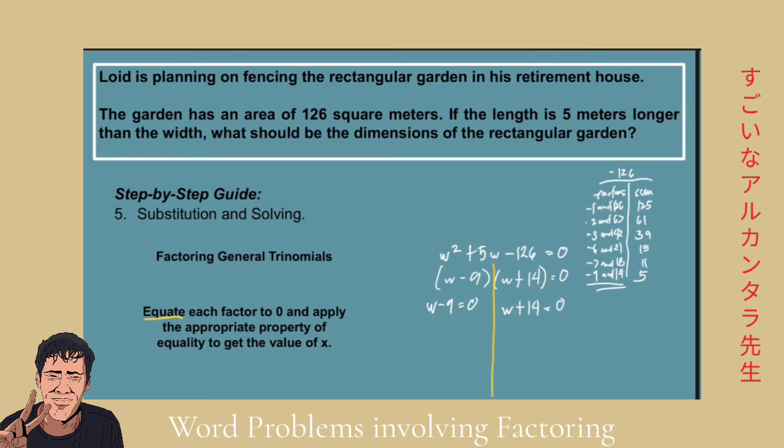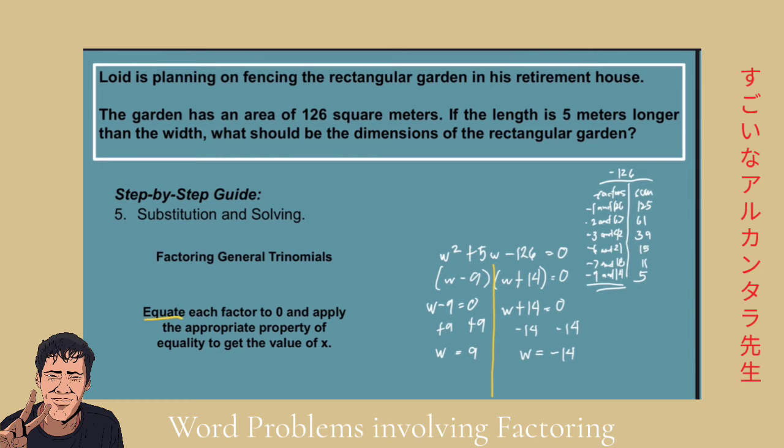Now we're going to use again the properties of equality to identify the possible values of W. How do we do that? Since you have W minus 9 is equal to 0, you want to isolate W alone. So you add 9 to both sides, so that W will be left alone, and the answer is positive 9. For W plus 14 equal to 0, subtract 14 from both sides so that we can eliminate the positive 14 on the left side and leave W alone. So you'll have W is 9 and W is negative 14.